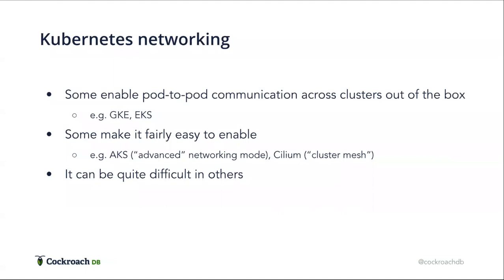And others don't have it on by default, but make it fairly easy to enable. So with the Azure Kubernetes Service, you have to turn on their advanced networking mode to make this possible. And there's an overlay network provider called Cilium, which offers a simple feature known as the cluster mesh, which makes it really easy to turn this on, even if it's not there by default. But in many other networking solutions, it can be quite difficult. And this is especially prevalent for on-prem clusters or for situations where you want to span multiple clouds.